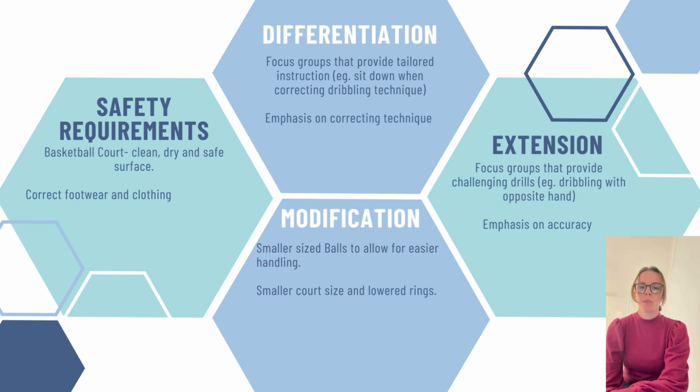Now, from a modification point of view, smaller size basketballs could be used to ensure that skills are performed properly and it allows for easier handling, and a smaller court size or lowered rings at the grade 6 level could be used. With extension activities, you could have focus groups that provide a challenge, for example, dribbling with the opposite hand, or just providing that challenge where students that have reached a certain level can still continue their progression. And there is an emphasis on accuracy, which again goes hand in hand with the challenge.